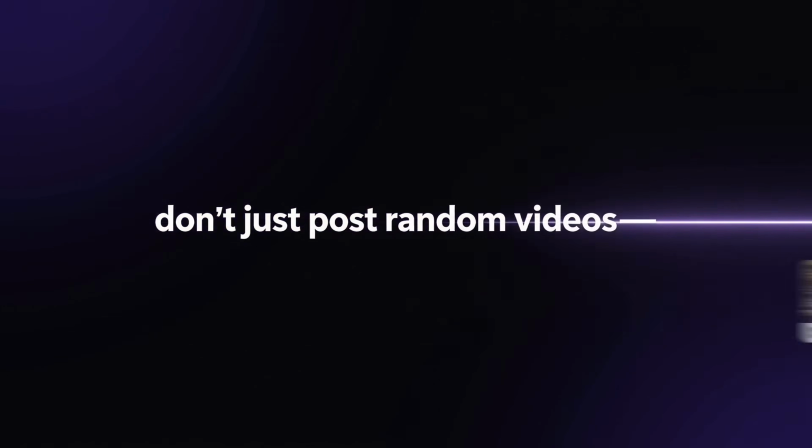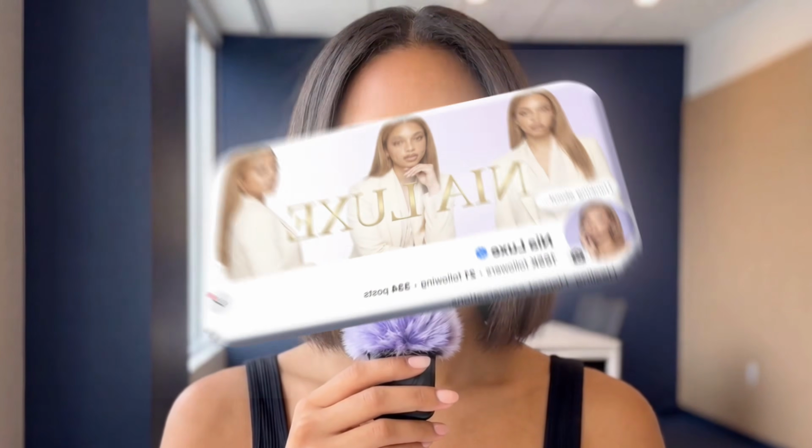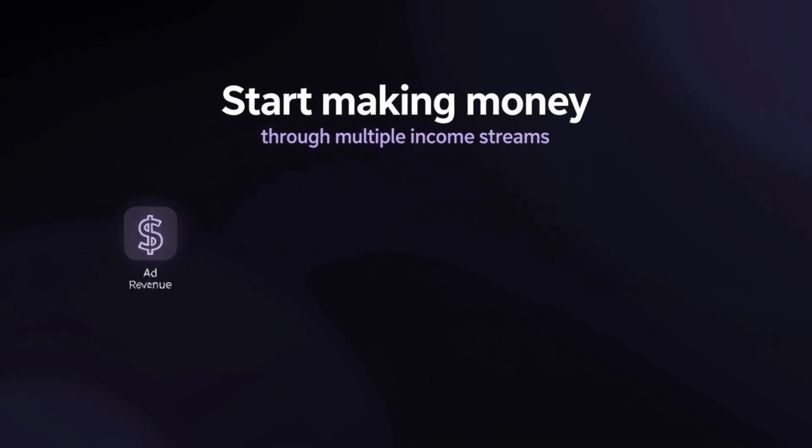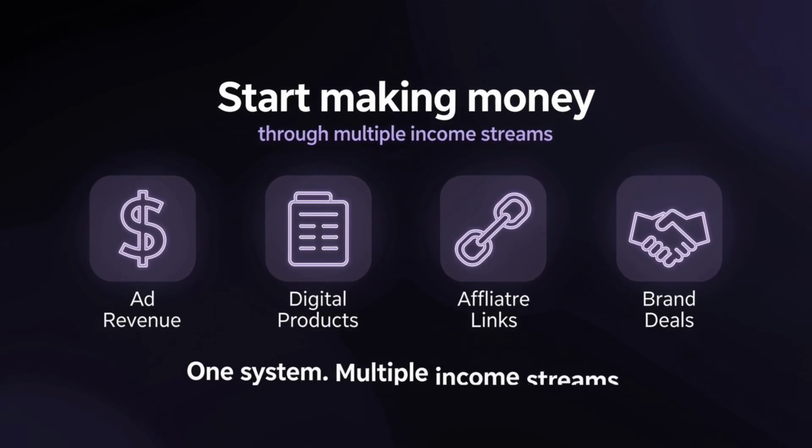Let's talk about how you actually make money with this, because this is where most people get it wrong. Once you create your AI influencer, don't just post random videos. Give them a role. You can turn them into a podcast host like I did, a storyteller, or even a lifestyle creator, and build your content around that. That's exactly how I grew an AI podcast page to over 100,000 followers in 30 days and monetized it. Once you have attention, you can start making money through ad revenue, digital products, affiliate links, and even brand deals. And the best part is, this works whether you're doing faceless content, podcasts, or full AI influencer pages. It all comes down to how you position your content.